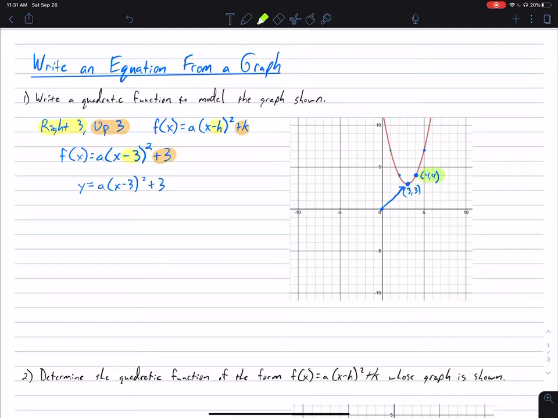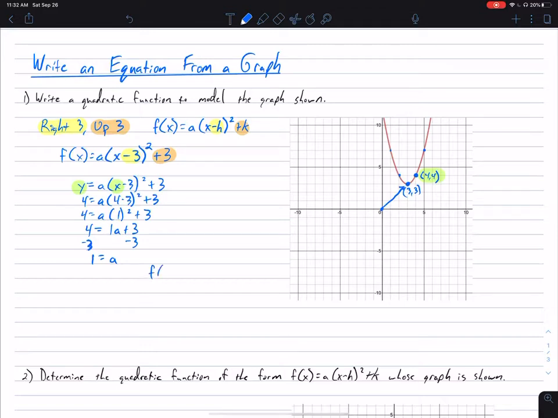I'm going to plug that (4, 4) in as my x and as my y. And what that's going to do is create an equation where I only have one unknown, my a value. So I've plugged in for x, y, h, and k, and now I can solve this problem and determine what my a value is. So 4 equals 1 squared would just be 1, so this is 1a plus 3. I'm going to subtract 3 from each side, and 1a is just a, so a is equal to 1. That's good. That does make my life a little bit easier.